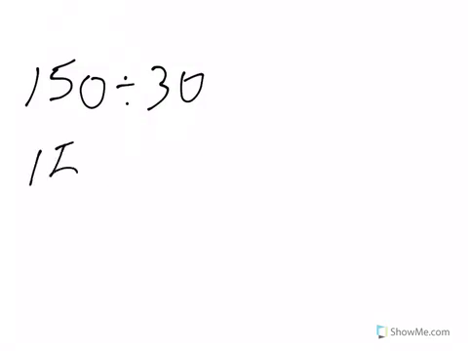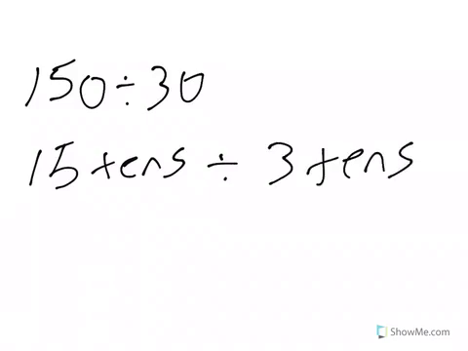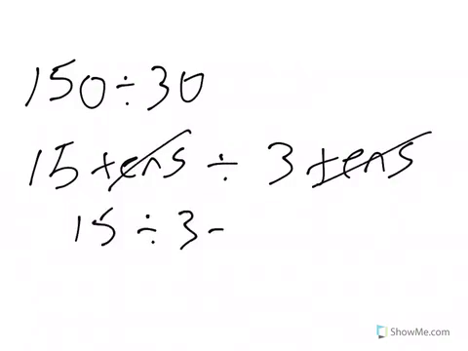It's a fairly simple example. 150 divided by 30. Now, one way we can look at this is 15 tens divided by 3 tens. And as we've talked before, we know we can cancel those out. We end up with 15 divided by 3, which gives us 5.